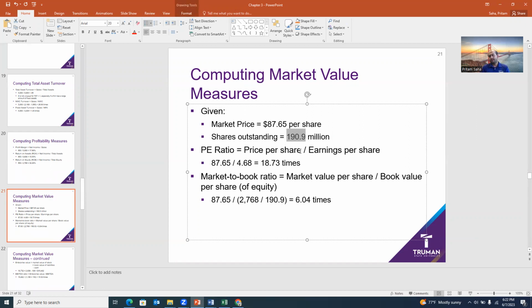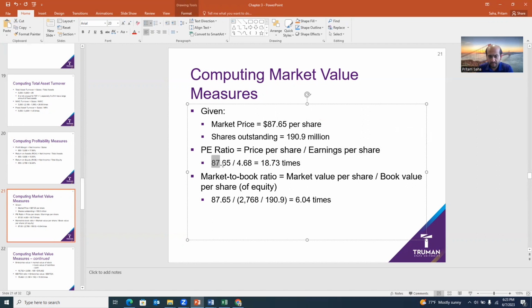One of the most important proxies for market value measure is known as price to earnings. There are several proxies that you can use to measure market value, and we can use them as a ratio. One of them is the price to earnings ratio, also known as the PE ratio. So the price to earnings ratio is a ratio of price per share, which is the stock price in the market, for this hypothetical example 87.65, to earnings per share, which is net income divided by number of shares.